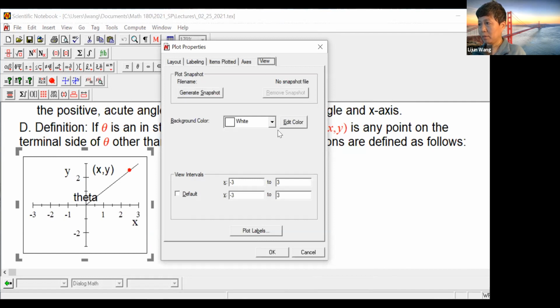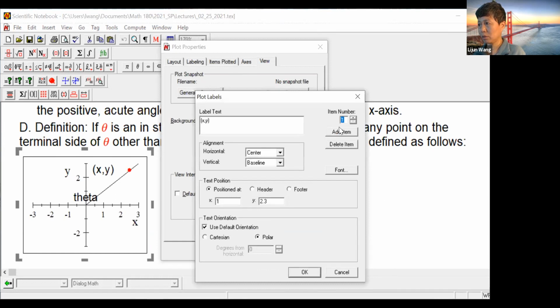Okay, I give up. This software is just sometimes a little bit tricky to use. Okay, so delete it.